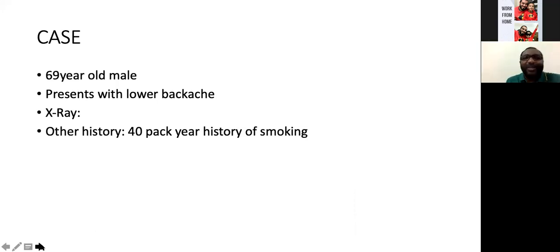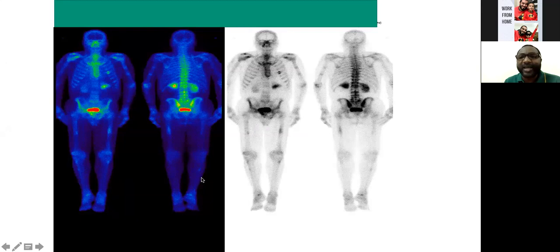Now, I have really gone through most of the basic pathological processes that we encounter in our day-to-day practice when we do bone scans, but I'll flip through a few images to see if you will be able to identify some. So this is a 69-year-old male who presented with low back pain. His x-ray was normal, and he has smoked 40 pack-years. So they're thinking of lung CA, and this is his bone scan.